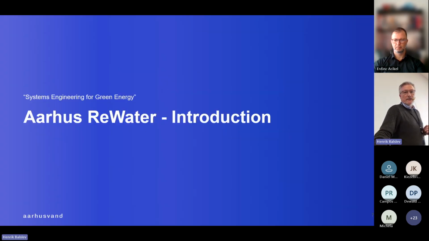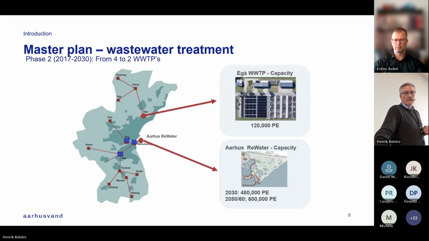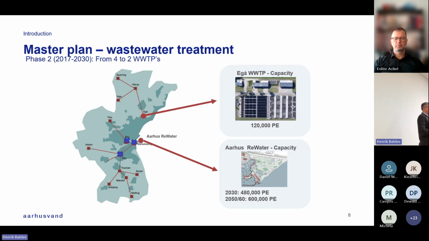And then I'll present the Aarhus ReWater project. Many years ago, actually, we made a plan to centralize all our wastewater treatment. When I started 20 years ago, I think we had more than 20 wastewater treatment plants, very small ones and large ones. And in the first phase of this centralization, we decommissioned all the small plants, and today we have 4 plants of more than 100,000 people each. The largest one is about 200,000 people, and the total capacity is about 350,000 person equivalents.